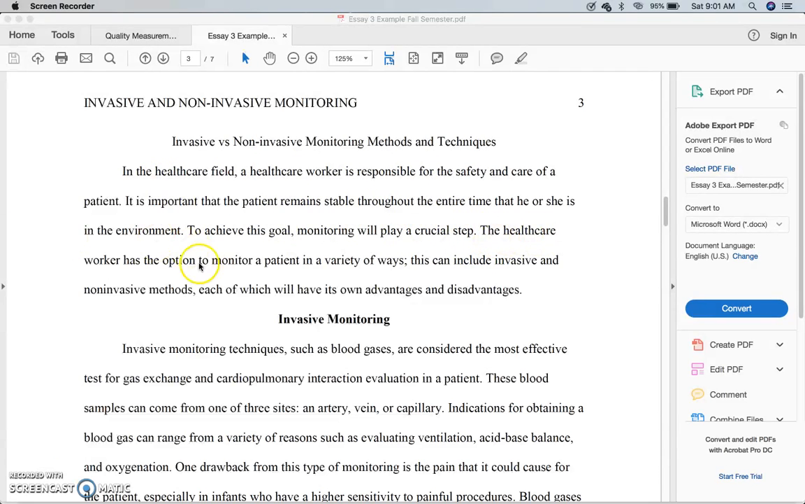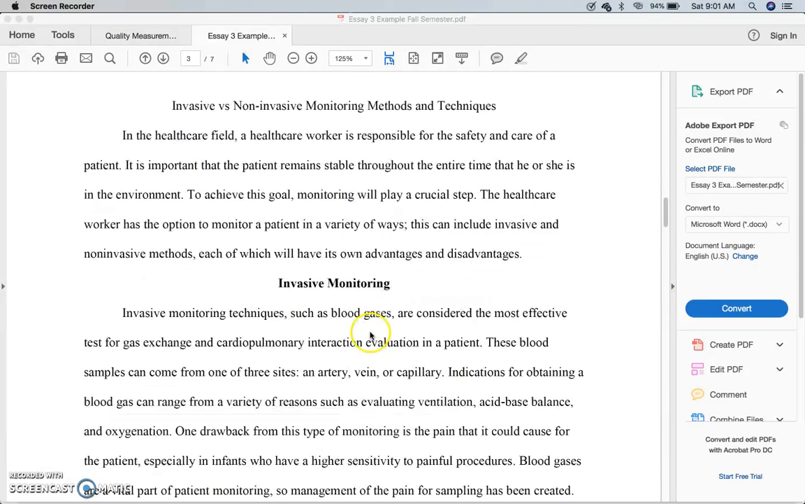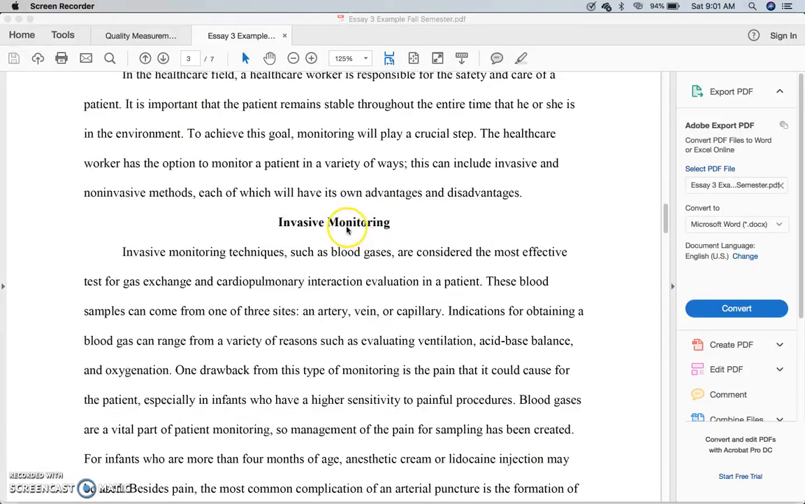Here's your introduction, and it says the healthcare worker has the option to monitor a patient in a variety of ways. This can include invasive and non-invasive methods, each of which will have its own advantages and disadvantages. So automatically, this writer is setting up how they're going to set up their paper. Level 1 heading. They already mentioned they're going to talk about invasive and non-invasive methods. So invasive monitoring is bolded, centered, major words are capitalized. That's a main section. So you have your thesis followed by the main sections of your paper. Main sections, level 1 heading.